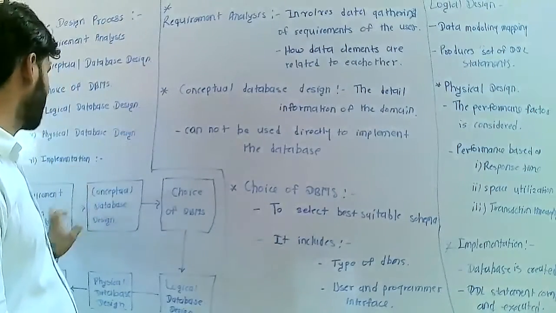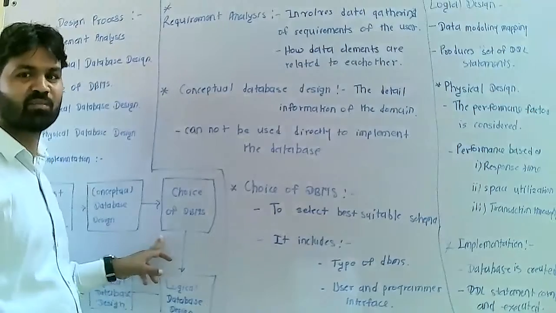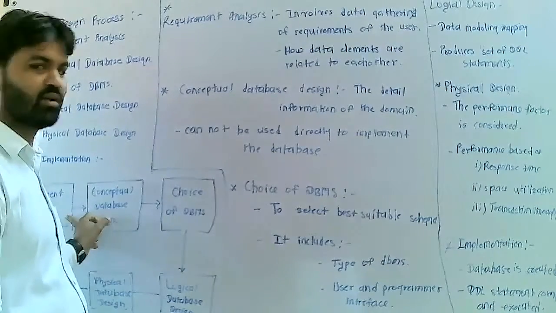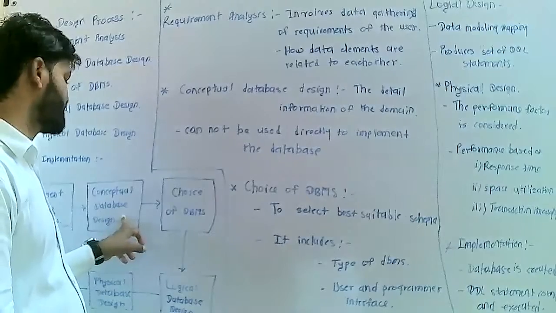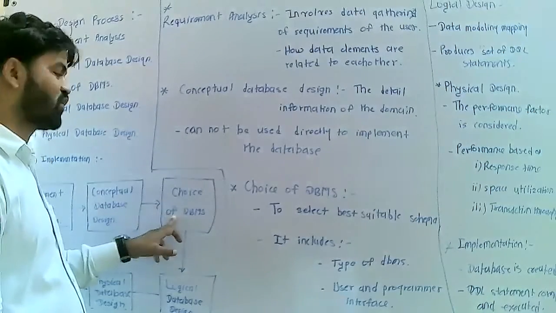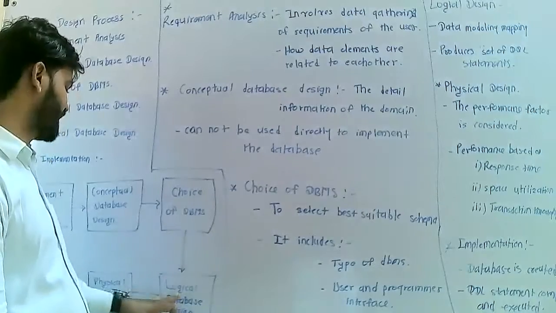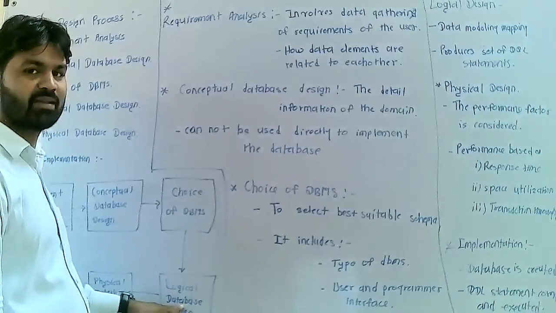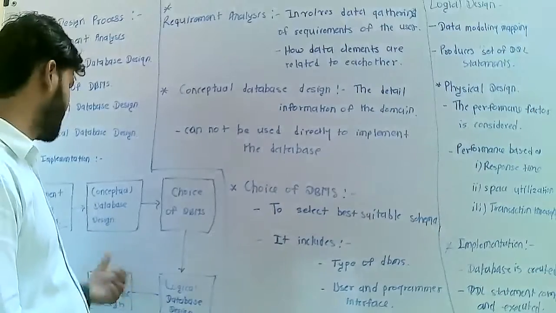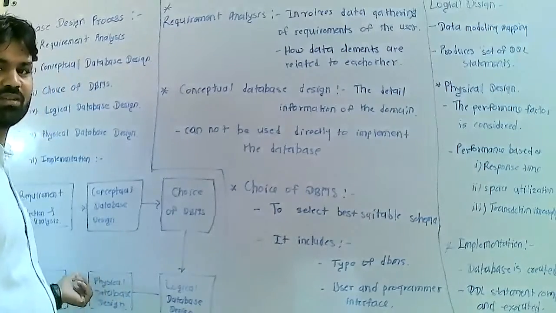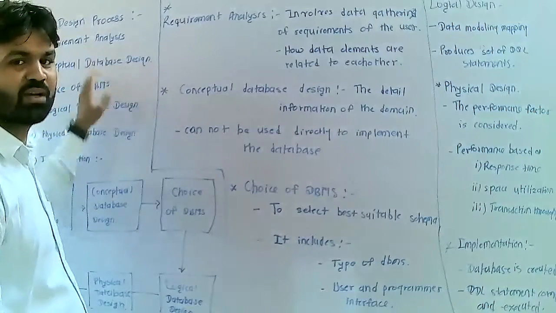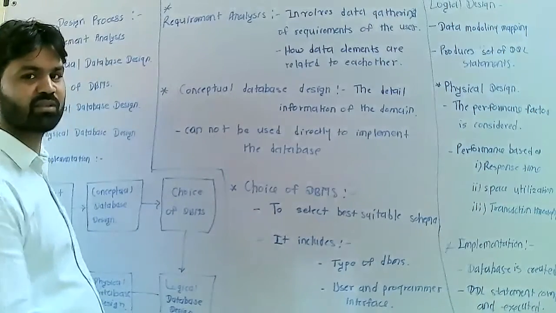This is the block diagram of your database design process. First one is your requirement analysis. Then your conceptual database design. Then your choice of DBMS. Then logical database design. Then physical database design. Then the last one is implementation. We will see your database design process stage by stage.